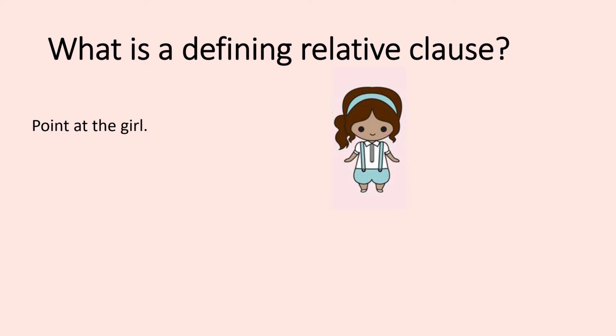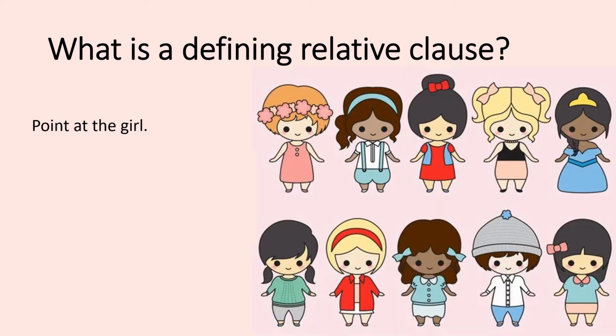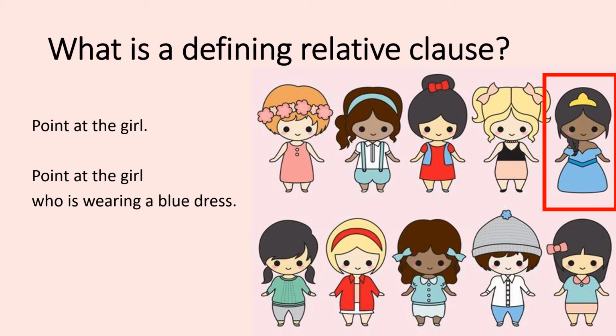Well, look at this sentence. Point at the girl. That's a pretty simple sentence, right? Right. But what if there are many girls? How do you know which girl I want you to point at? Look at this. Point at the girl who is wearing a blue dress. Suddenly, you know exactly which girl I'm talking about. It's this one, of course.